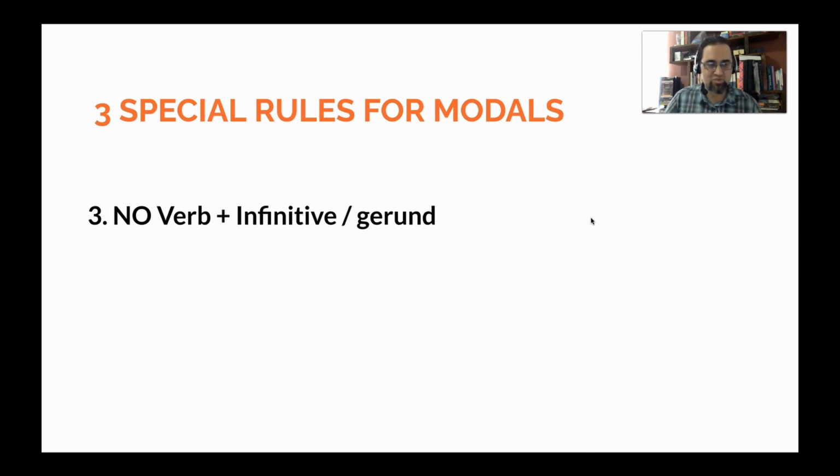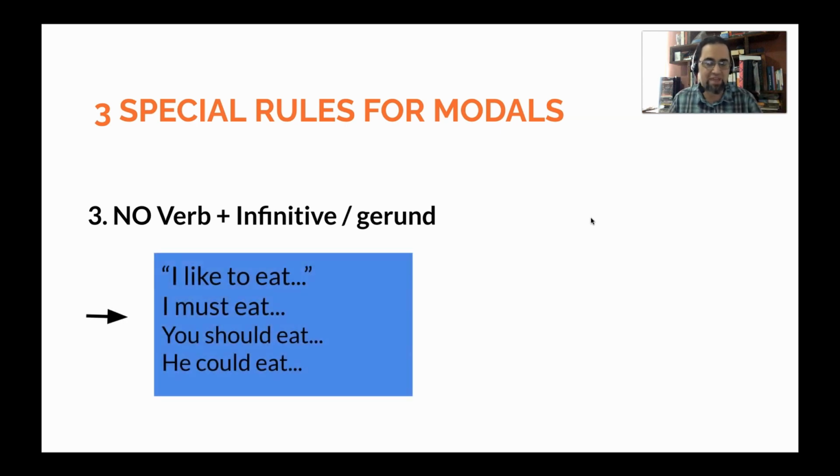And the third special rule is that when you put together a modal verb with another verb, you don't need an infinitive or a gerund, which is very common with standard verbs. With standard verbs, if you have a verb and then another verb, the second verb will very probably need to be an infinitive or gerund. That's not the case with the modal verbs. Let's take a look at these examples. When you use the verb like, you say I like to eat. To eat is an infinitive. But when you use modal verbs, you just say I must eat. You should eat, he could eat.